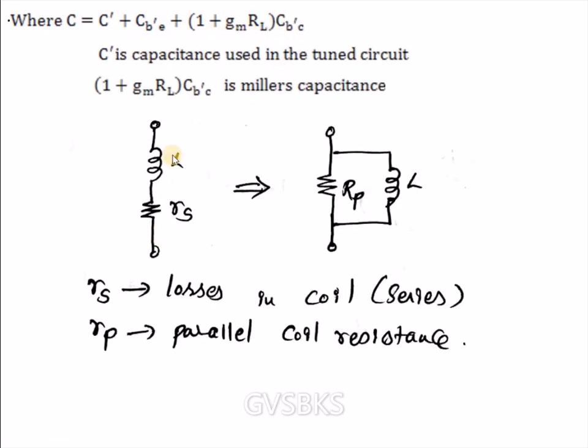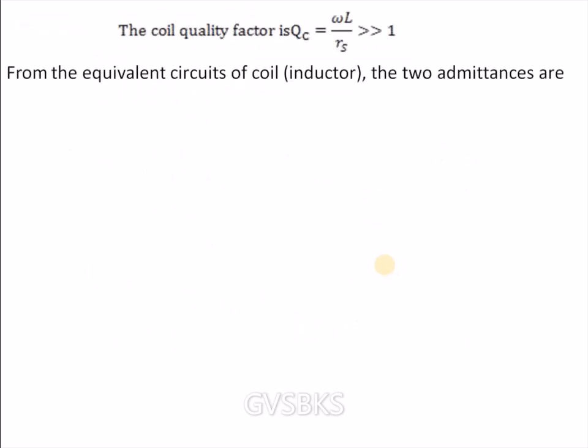The series L and RS circuit can be replaced with a parallel RP and L. As we told, we have replaced this series circuit with a parallel circuit. Here RS is the loss in the series coil and RP is the loss in the parallel coil. As we told, these two are equivalent. The equivalence can be easily established by equating the admittances of both circuits. The quality factor QC is given by omega L by RS, which is very much greater than 1.